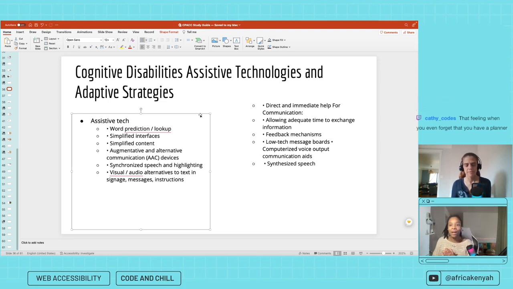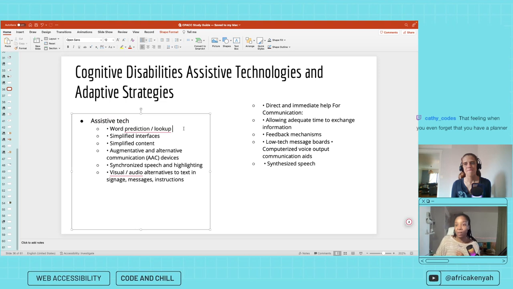So when we have cognitive disabilities, here are some of the things that are very helpful for this population. Kathy Code said that feeling when you even forget that you have a planner. Like, you feel me? Like, for real though. RoboDom said that's a very morbid comic. That's why I chose it, RoboDom. I'm morbid, AF.